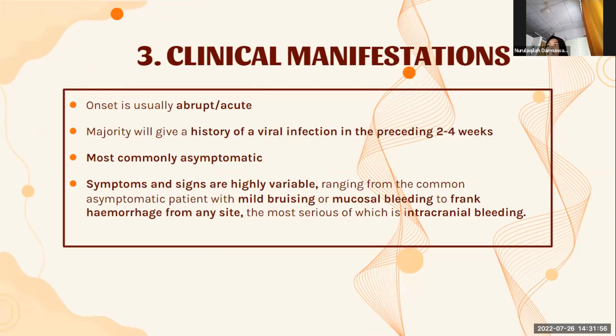So the next one is clinical manifestation. The onset of ITP is usually abrupt and acute, especially in children. The majority will give a history of viral infection that precedes it by about 2 to 4 weeks. And most commonly, it is asymptomatic, but symptoms and signs are highly variable, ranging from the asymptomatic patient with mild bruising or mucosal bleeding to frank hemorrhage that can come from any site, and the most serious one, which is intracranial bleeding.